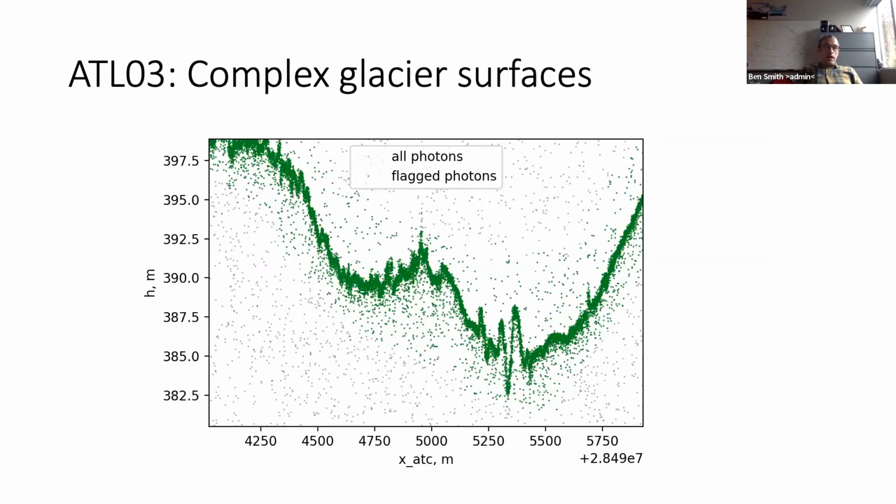We can see glacier surfaces. So this is an example of crevasses over Jakobshavn Glacier, if I remember. Again, this is the along-track coordinates and the height, and we see a lot of noise photons and then photons that are colored green because they were classified as surface. You can see quite a few details of the crevasse pattern here. And I think if we zoomed in further, we'd be able to see some pretty clear signs of individual crevasses.